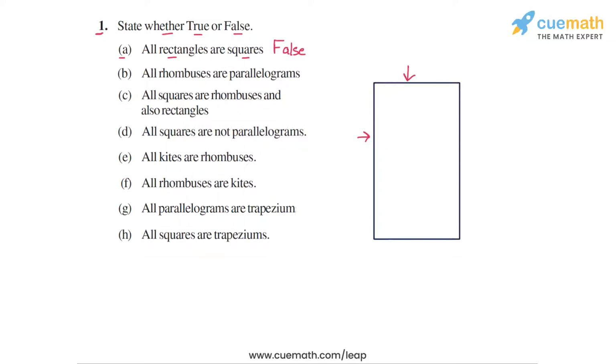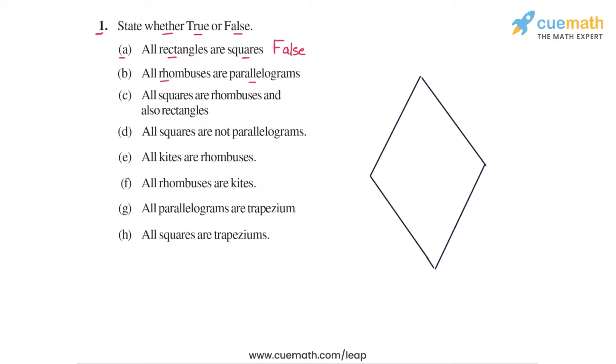Okay. Now let's go to the second statement. The second statement says all rhombuses are parallelograms. So what is a rhombus? A rhombus is a figure like this, which is basically any parallelogram in which all the 4 sides are equal. So by definition, a rhombus is a parallelogram. So the second statement is true. All rhombuses are parallelograms.